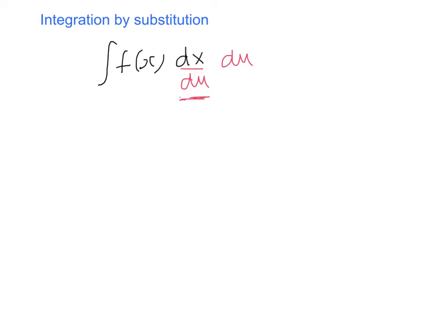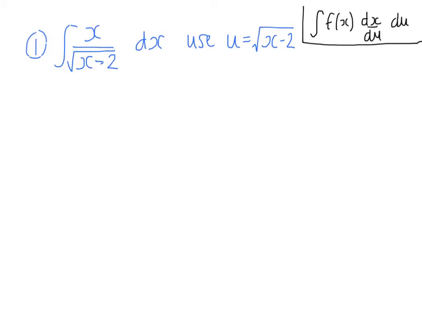Okay, so we'll start with this one. We've got to integrate x over the root of x minus 2 dx, and we're told to use the substitution u is equal to x minus 2. In practice, in exams, you are almost always given the substitution to use. But after you've done a few, it will be quite obvious anyway.